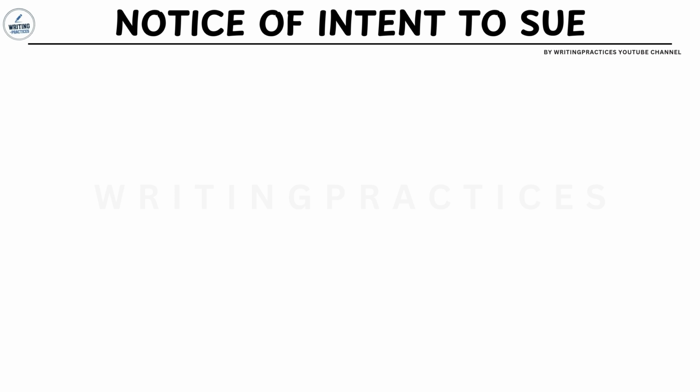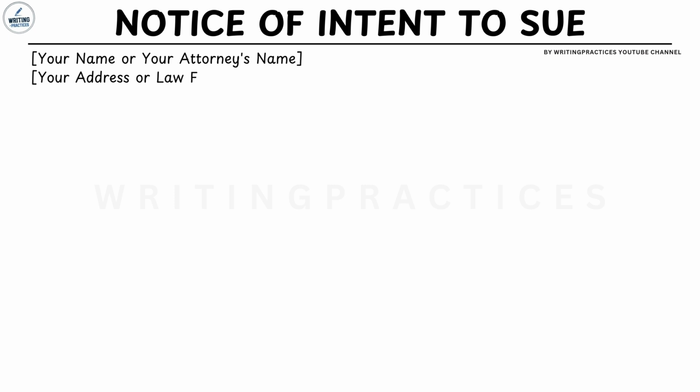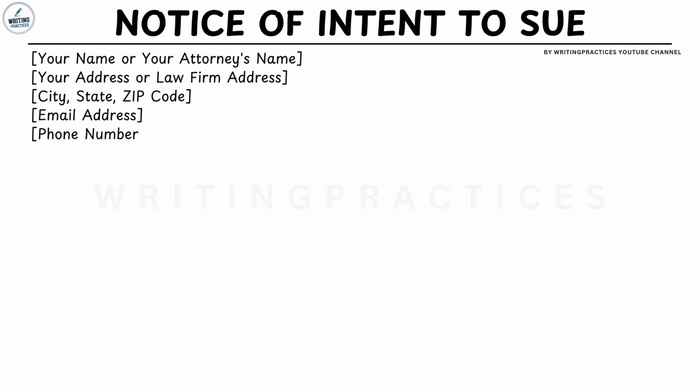Let's get started. Sender's contact information. The letter begins with your contact details at the top. For example, your name or your attorney's name, your address or law firm address, city, state, zip code, email address, phone number. This ensures the recipient knows exactly who is sending the letter and how to get in touch. If you're represented by an attorney, make sure to use their details here for added authority.